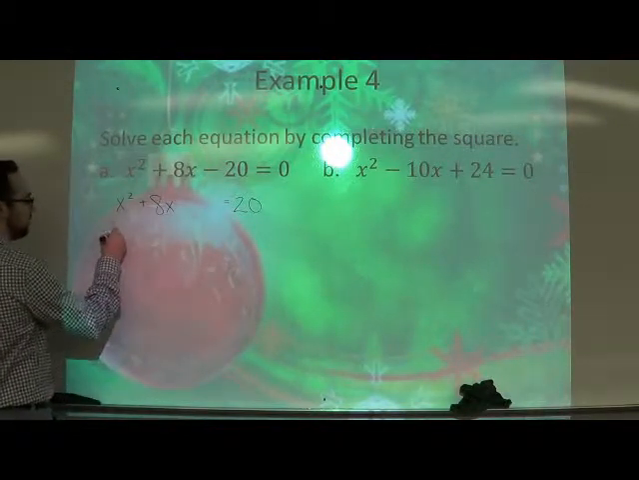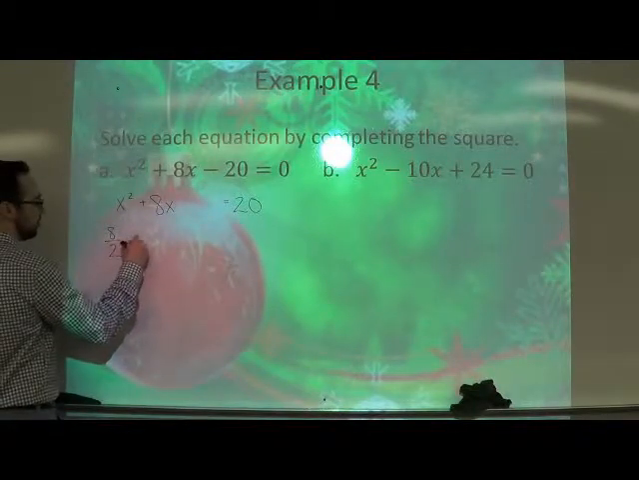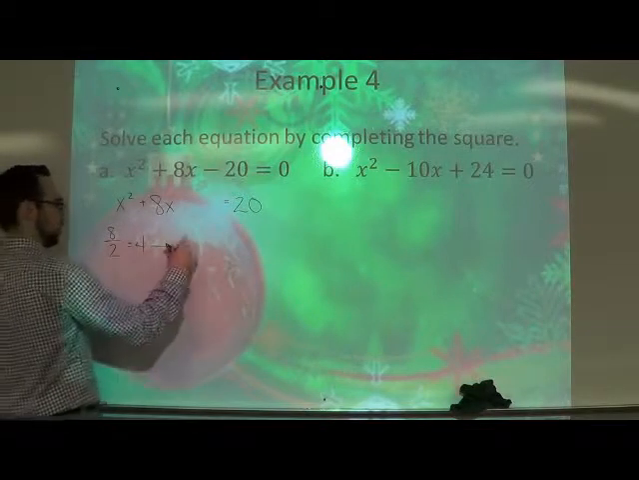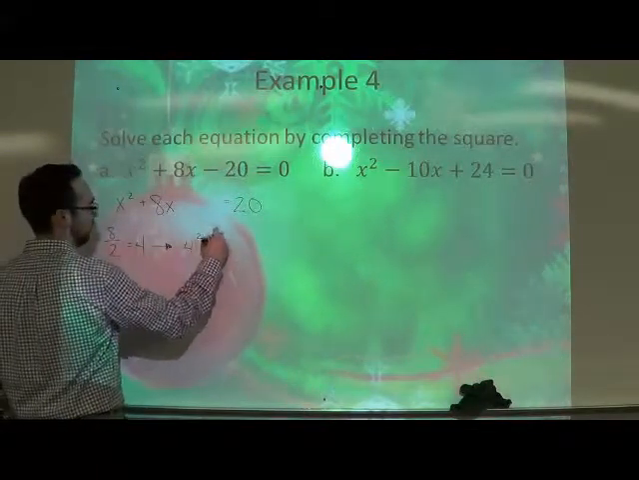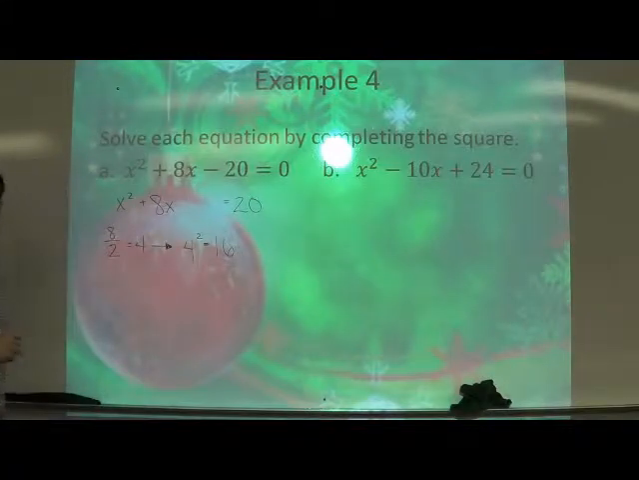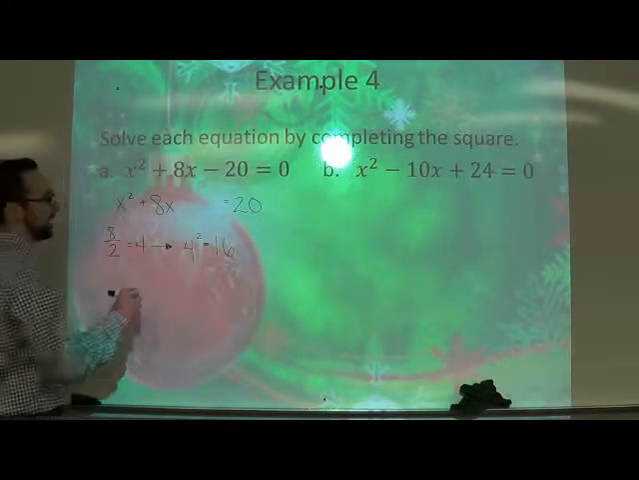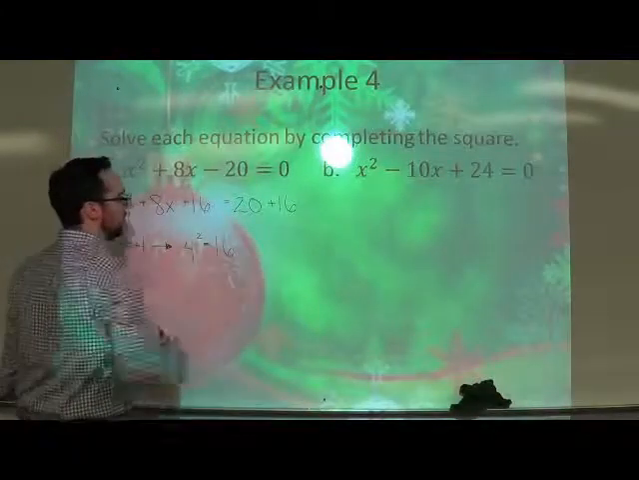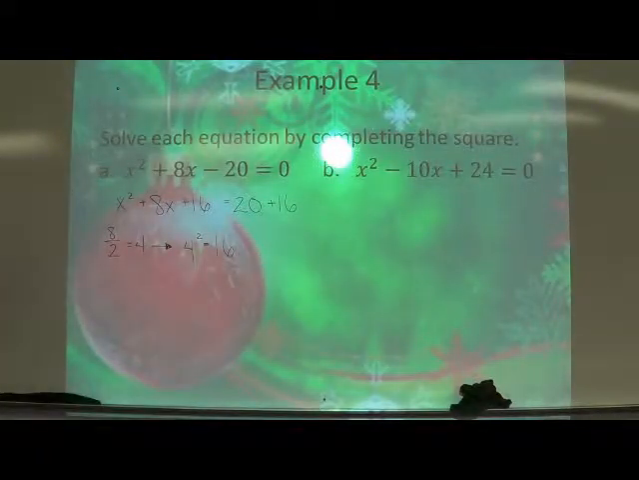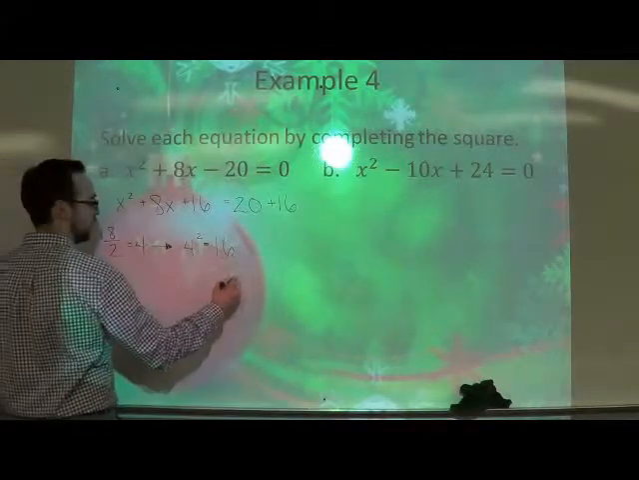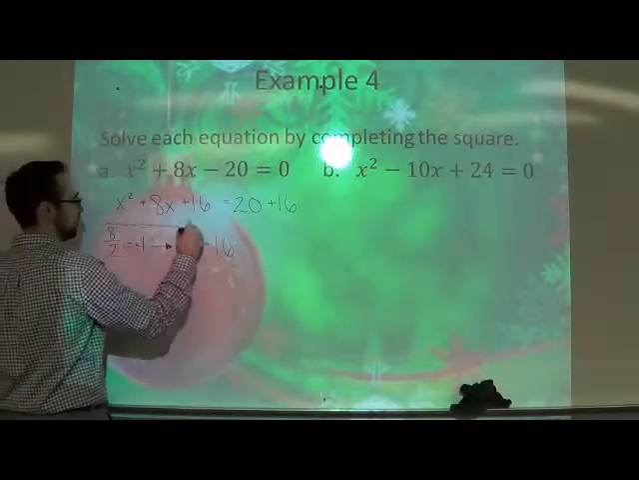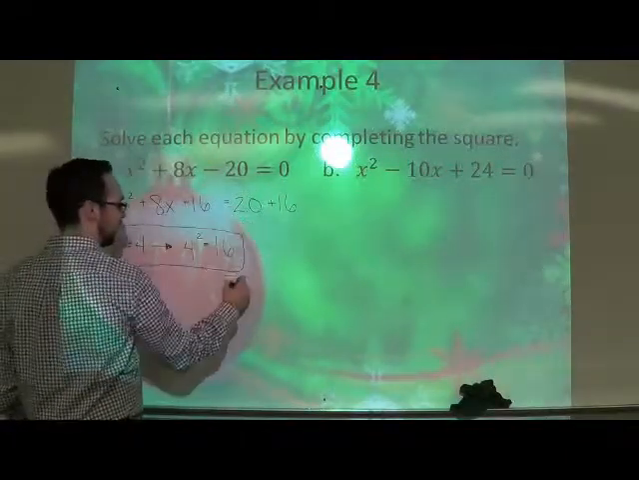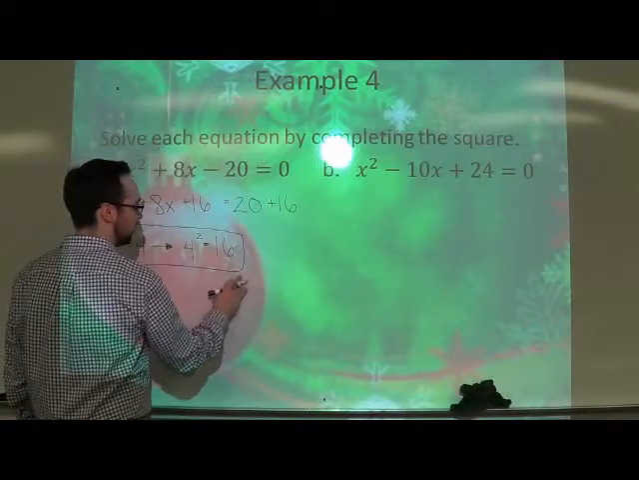So I'm going to take my 8, divide it by 2, and I get 4. I take that 4 and I square it so that I get 16. What do I do with that 16? I'm going to add it to both sides. So I have plus 16 and plus 16, because whatever I do to one side, I have to do to the other. So this side over here is kind of like a little aside. This isn't really part of the problem. So now when I come down here, we're going to get a positive 36.